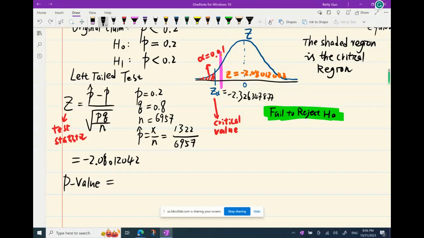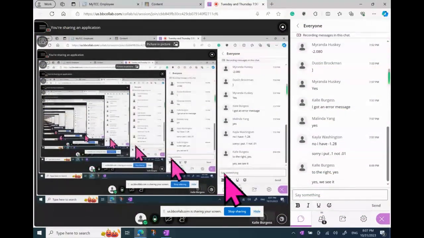The very bright purple line represents the test statistic, negative 2.08. The p-value is the probability that the score is less than negative 2.08, and that is that area. Okay, very good. Thank you.